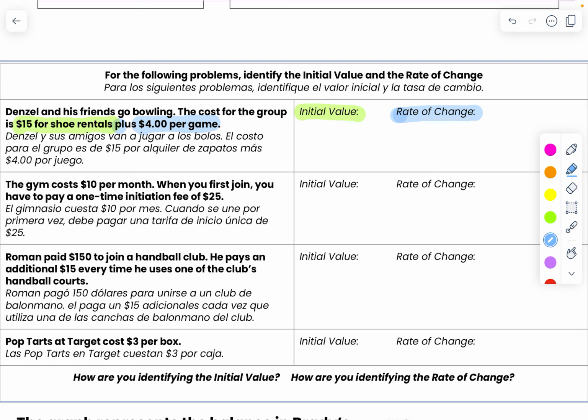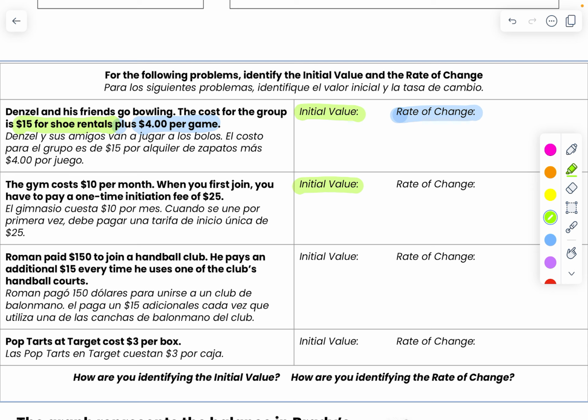Second example, the gym costs $10 per month. When you first join, you have to pay a one-time initiation fee, like thanks for joining our gym, for $25. So we want to know first, what's the initial value? Regardless of working out, how much money are we going to have to pay up front before we even have our very first workout? Is it going to be 10 or is it going to be 25?